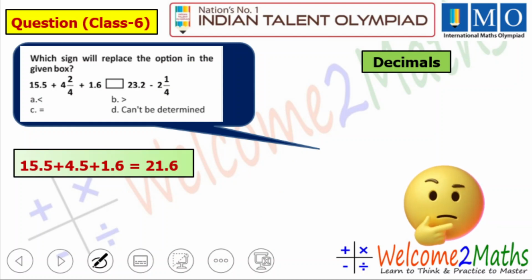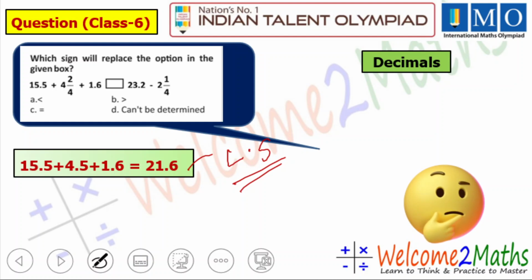So this is our left hand side. We got our left hand side. Now, let's find out our right hand side. On the right hand side you can see it's 23.2 minus 2 and 1 by 4. Here also it's a mixed fraction, so let's convert it into an improper fraction. 4 twos are 8, 8 plus 1 is 9. So that means it's 9 by 4.